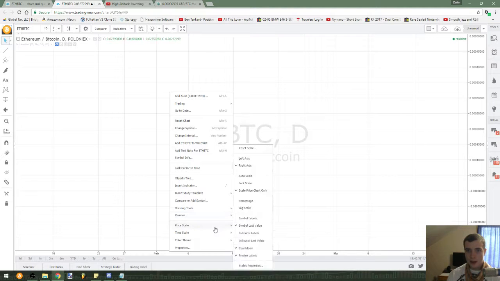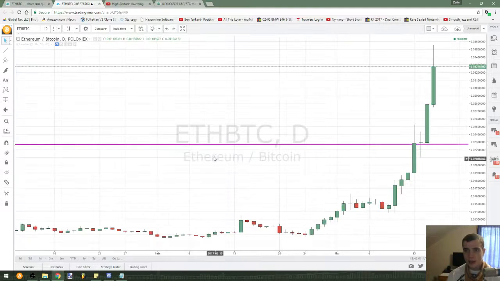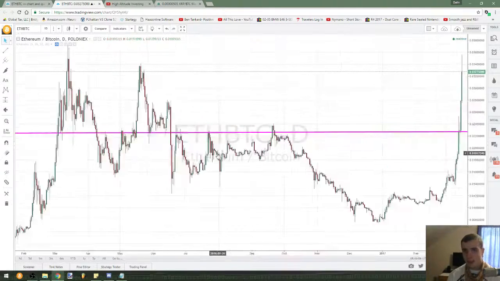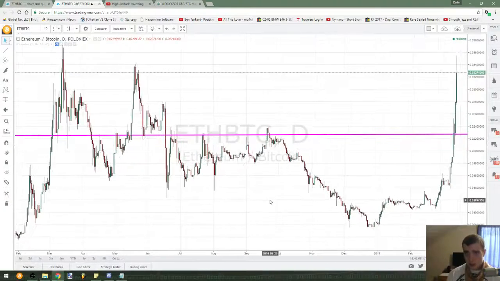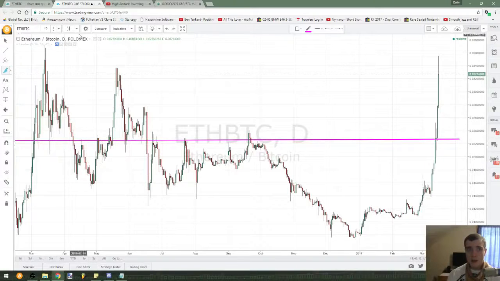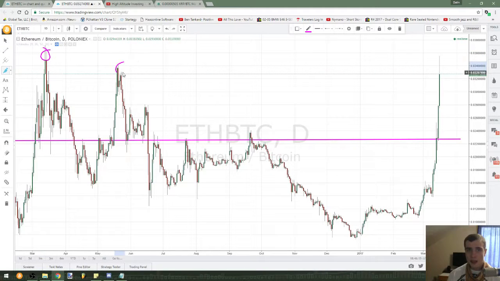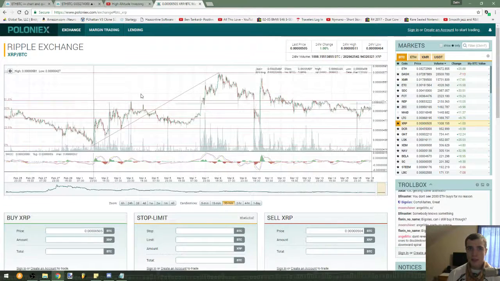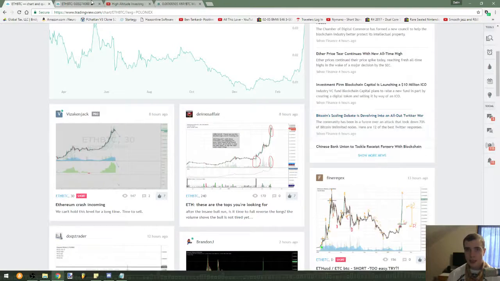If the candlesticks don't show up, you might have to right click and do price scale and then reset scale. All right, so what happened was we've had this huge run up in Ethereum. I will point out that it could be a triple top. So, you know, already as you can see, if I was in Poloniex, this would have been so much harder to point out these things.